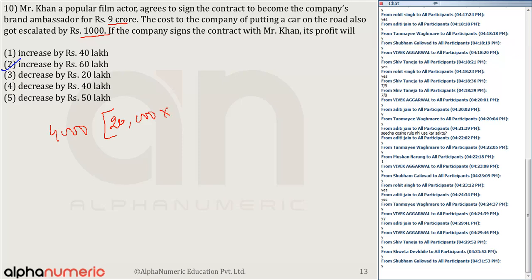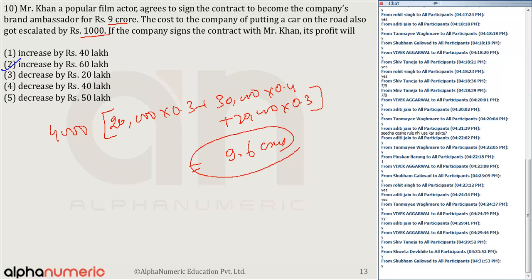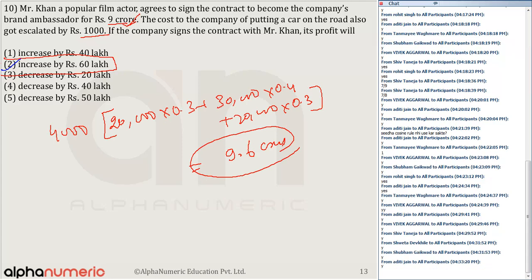20,000 into 0.3 plus 30,000 into 0.4 plus 20,000 into 0.3. Solve this, so it comes out to be an expected profit of 9.6 crores. And the expected profit is 9.6 crore, out of which we are paying 9 crores to the brand ambassador. Okay, so with 9 crores going to the brand ambassador, there is an increase by rupees 60 lakh. That will be the answer. So is that clear to all of you? A difficult one. Most of you have left this question. Can I move ahead? Please respond.